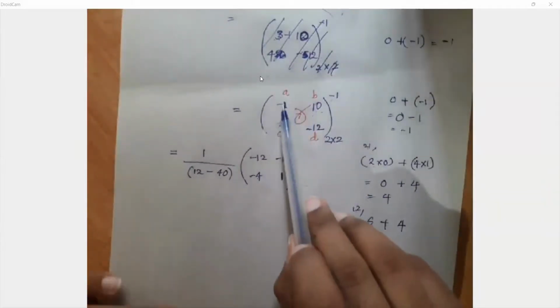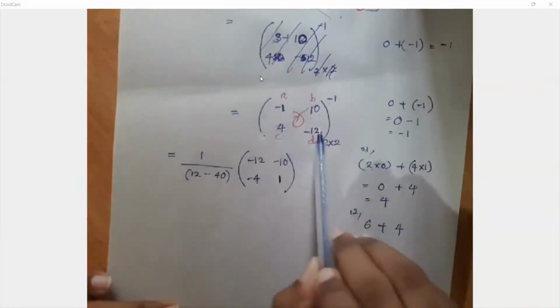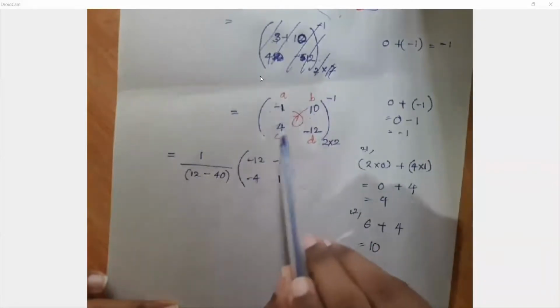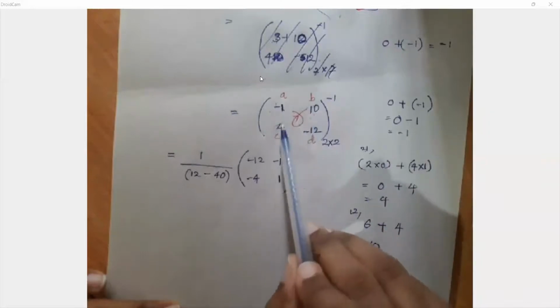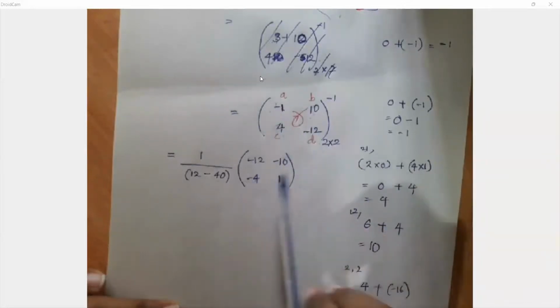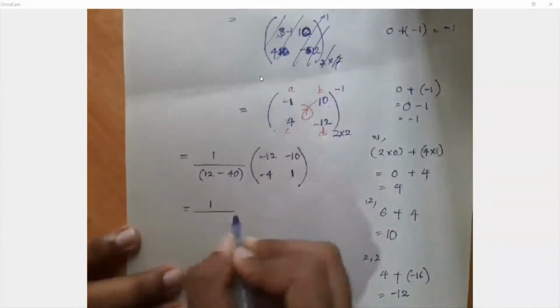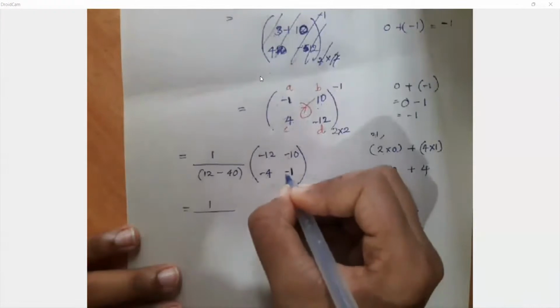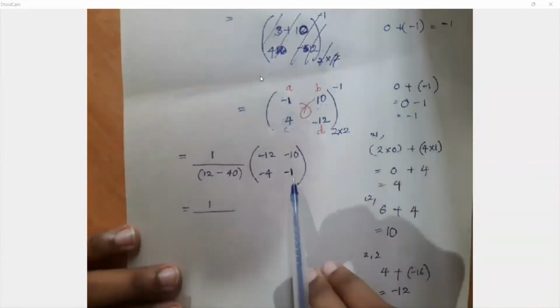First we have to interchange the diagonal. Minus 1 and minus 12. First interchange, minus 12 here, minus 1 here. Next, put the values here. 4 and 10 minus. Here plus 4, so here minus 4, plus 10, minus 10. Now simplify this further. Last one is minus 1. Yes, it is minus 1. Here minus 12, minus 1 here.